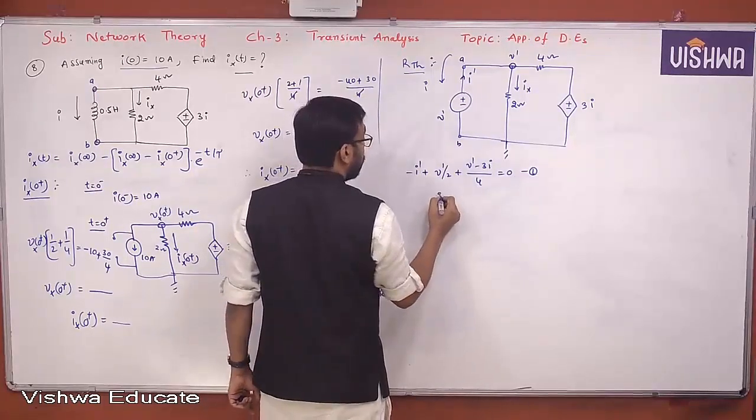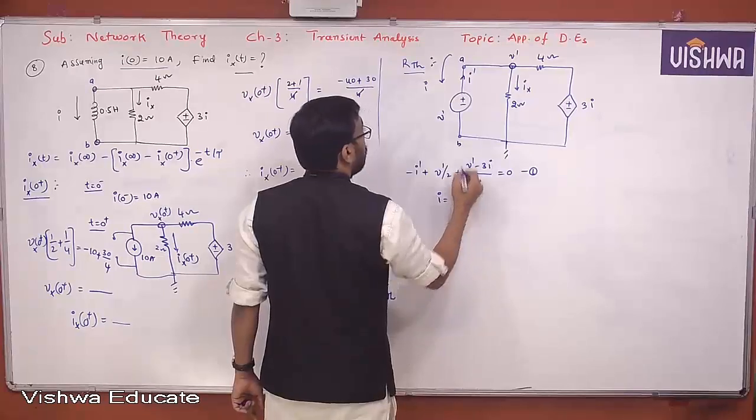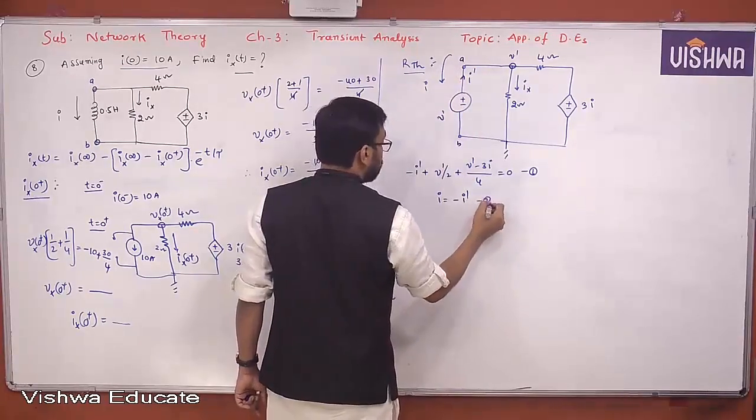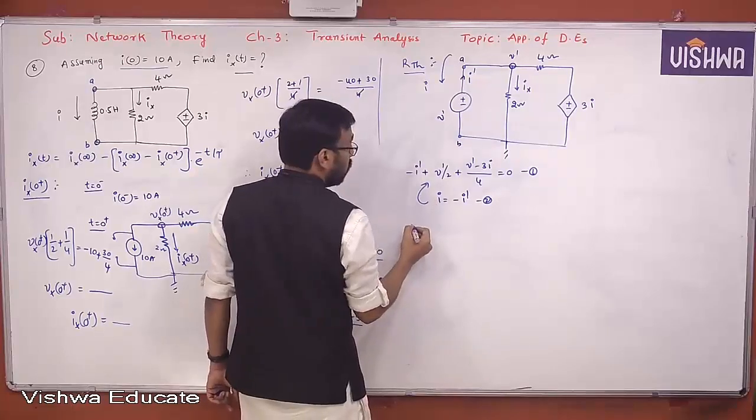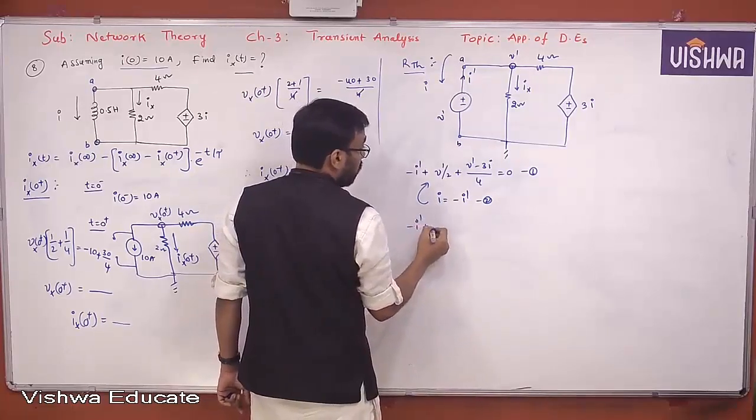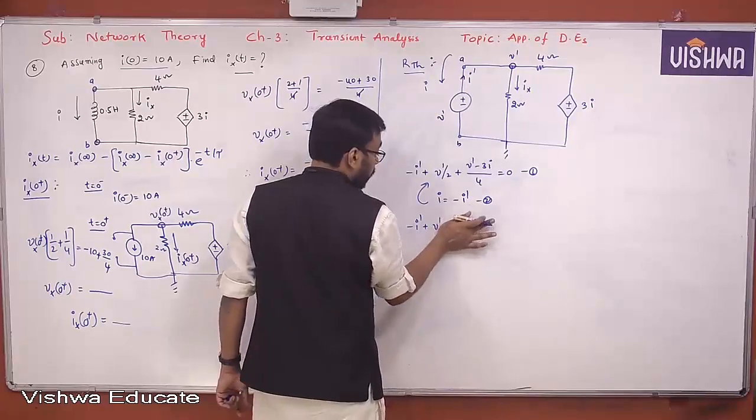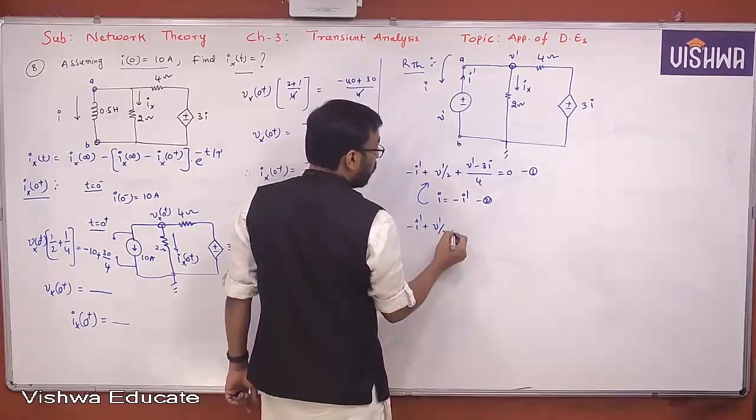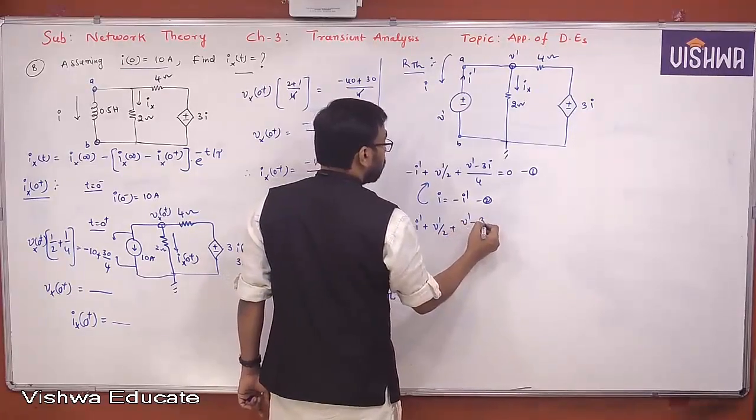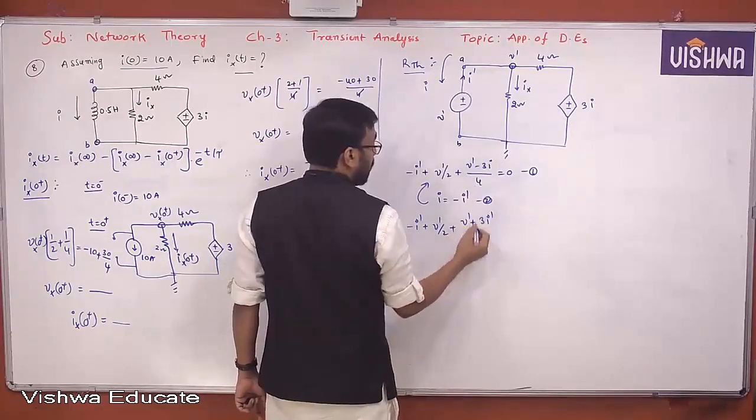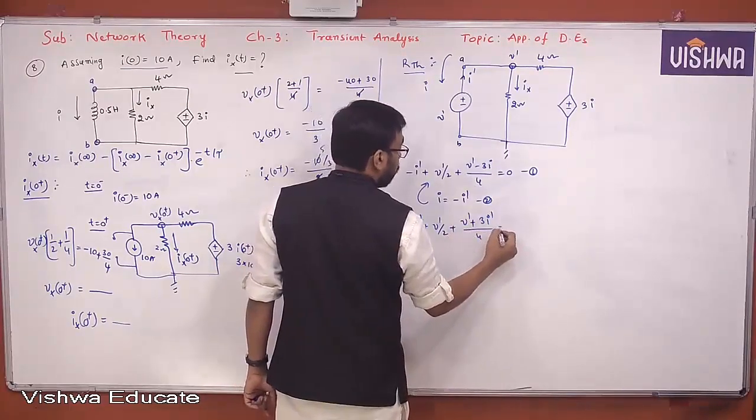I need to eliminate I. But what is I actually here? I is equal to minus I dash, because I dash is in this direction, I is in this direction, opposite. That's it. Substitute 2 in 1. Then what do you get here? Minus I dash plus V dash by 2 plus V dash minus 3 I dash, that is plus 3 I dash, because minus of minus is plus, divided by 4, is equal to 0.